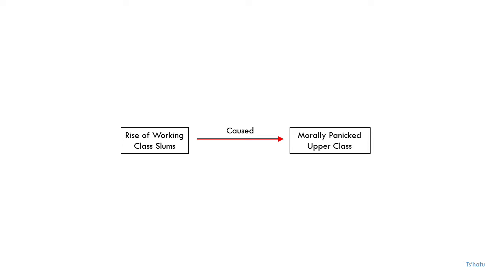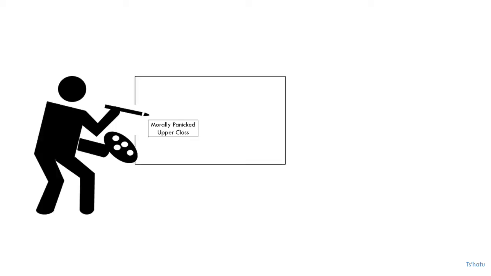Now let's assume that is the entire painting we want to create. But for now in this discussion, let's just focus on this one object. And so what we want to ask ourselves when we look at this painting and we try to bring this concept of morally panicked upper class to life, what we want to ask ourselves, where are we going to place it? Where on this canvas?